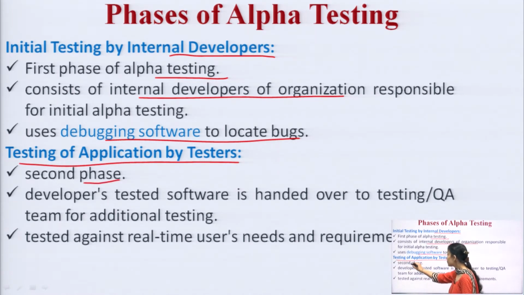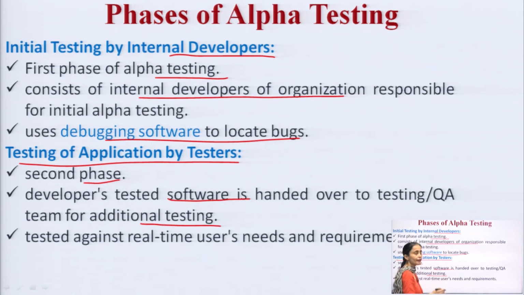This developed software application is tested when it is handed over to the testing team or the QA team, so that additional testing for different sets of inputs can be done. So, here my product is tested against the real time users' needs and requirements.